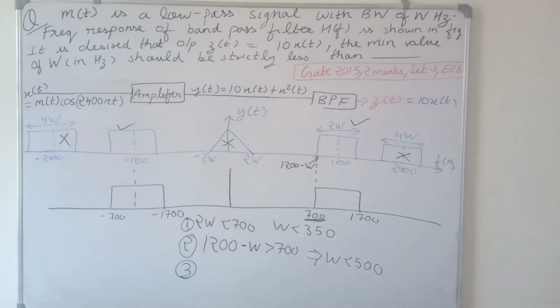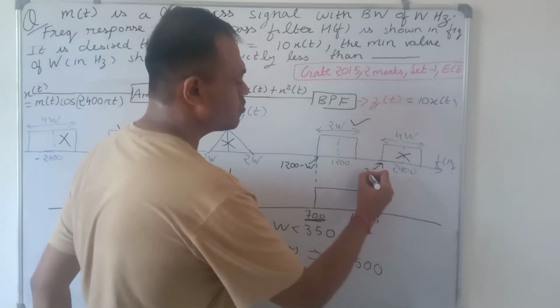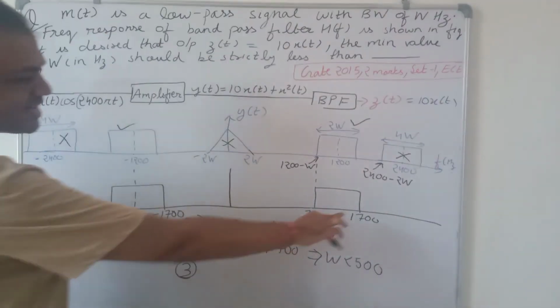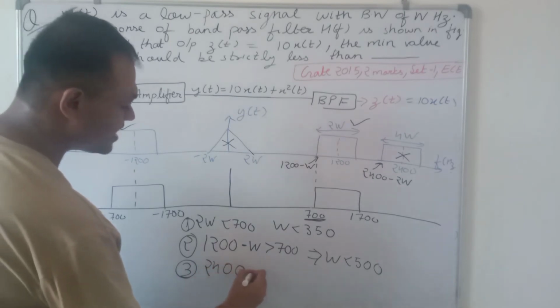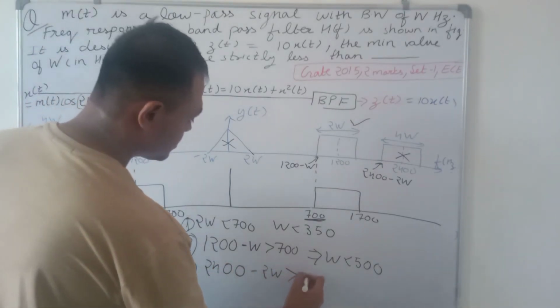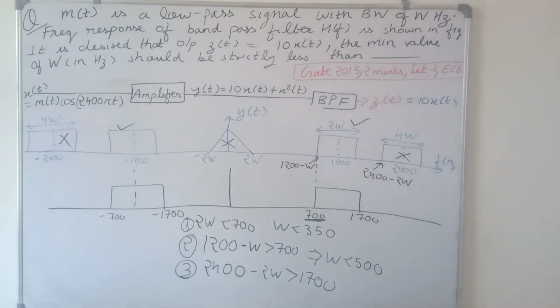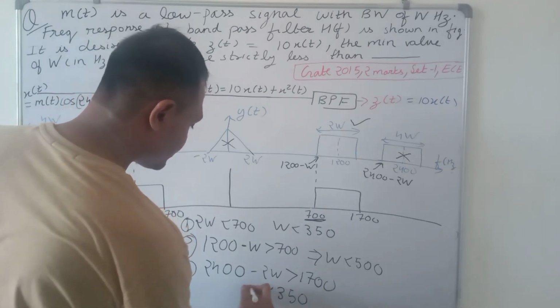Then to reject this signal, this frequency is 2400 minus 2W. So this 2400 minus 2W must be greater than 700, 1700 to lie outside this pass band, because this signal has to lie outside the pass band for a band pass filter. So 2400 minus 2W has to be greater than 1700, or we can say that W has to be less than 350 for this signal to be rejected.